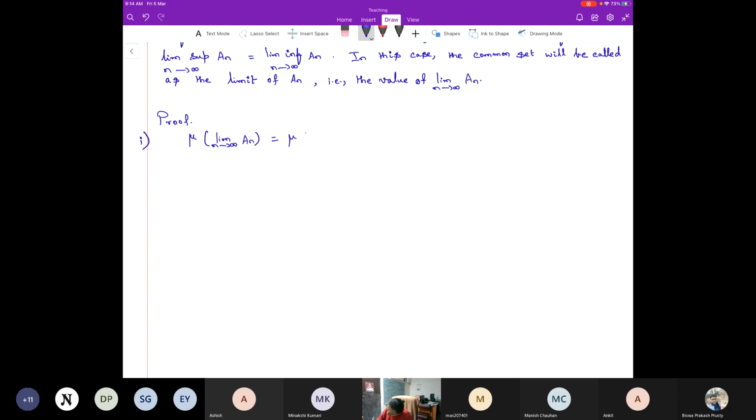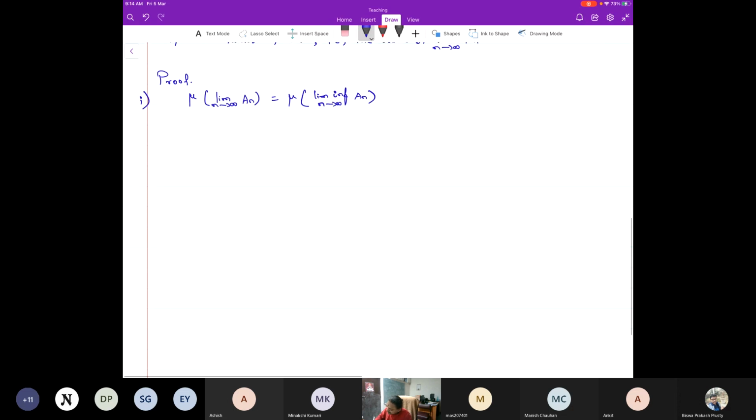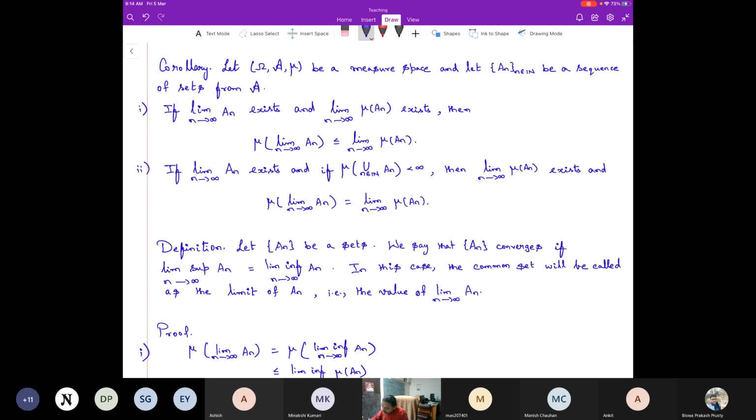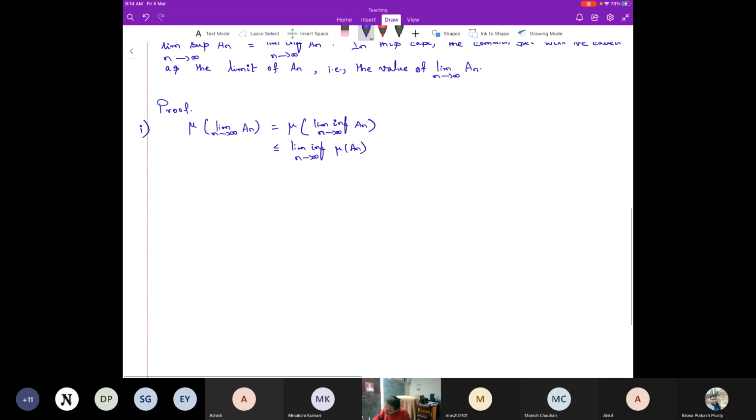Yeah, so mu of the lim inf A_n, right? But then mu of lim inf is less than or equal to lim inf of mu A_n, right? That we have used. And again, it is also given that limit of mu A_n exists. Therefore, this is same as its limit. That's it. Fine.